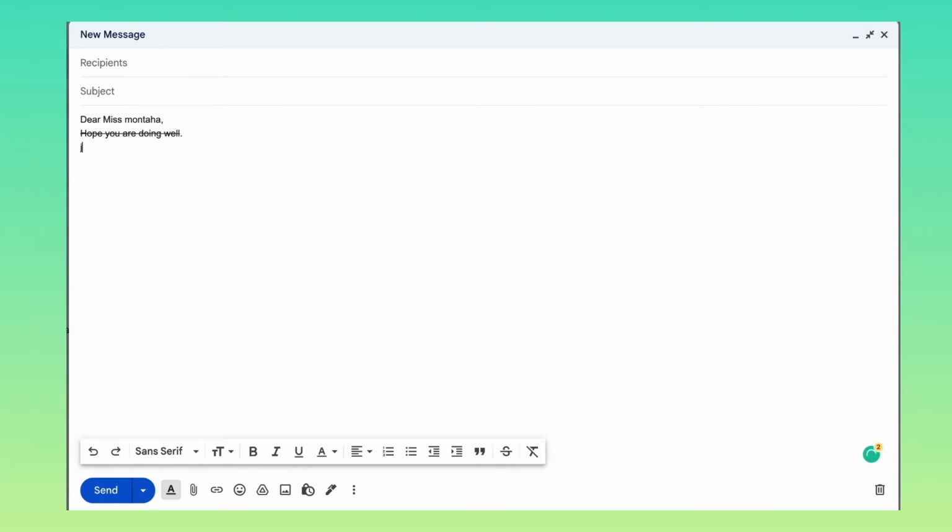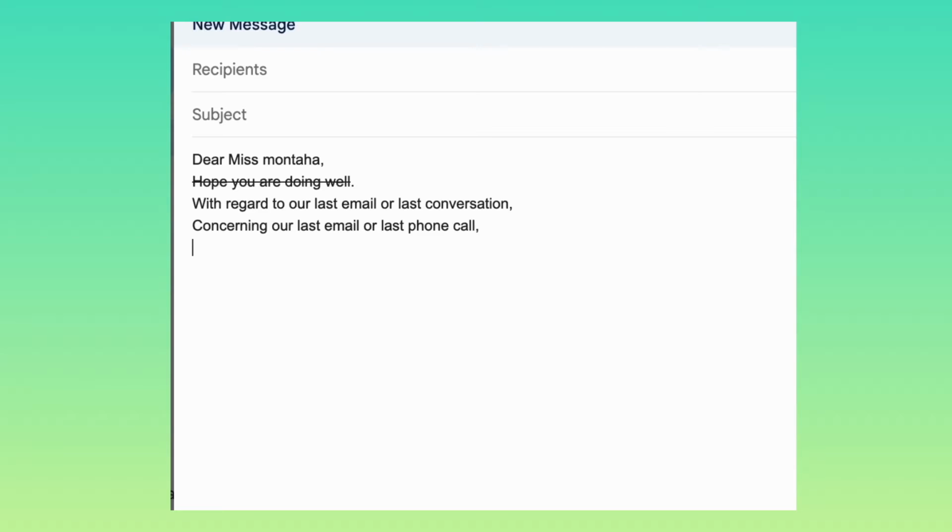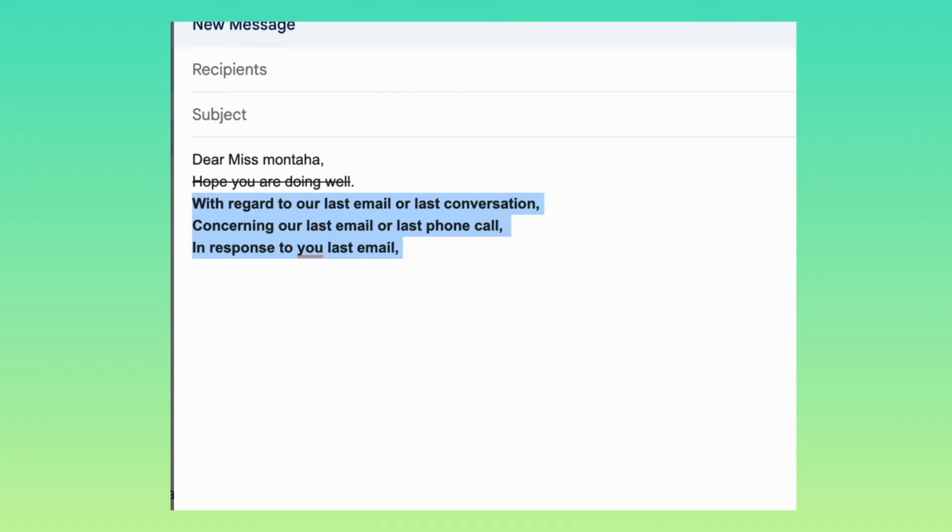So we can also write, with regard to our last email or last conversation. We can also write concerning our last email or last phone call, etc. Then, let's say the recipient sent you an email yesterday and you have to reply, now we can write as an opening, in response to your last email. So these are the things we can write as an opening to our email.